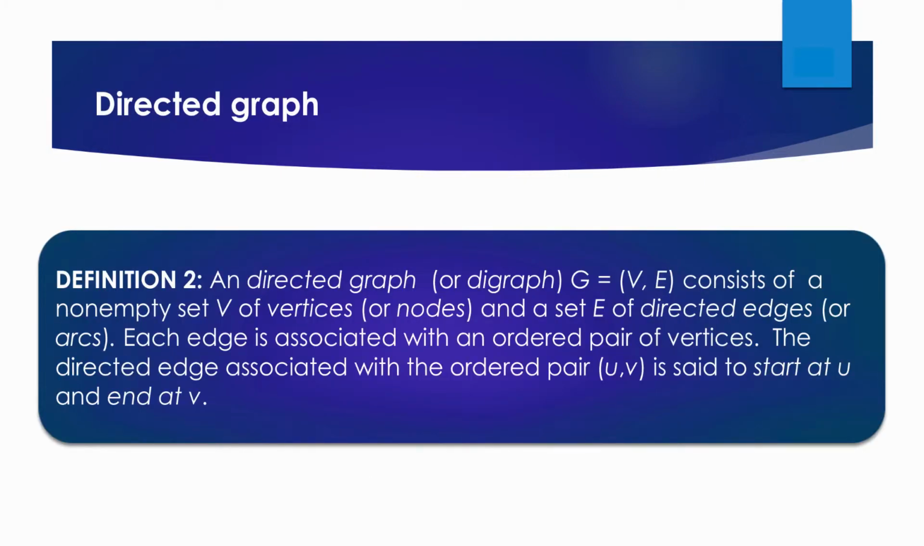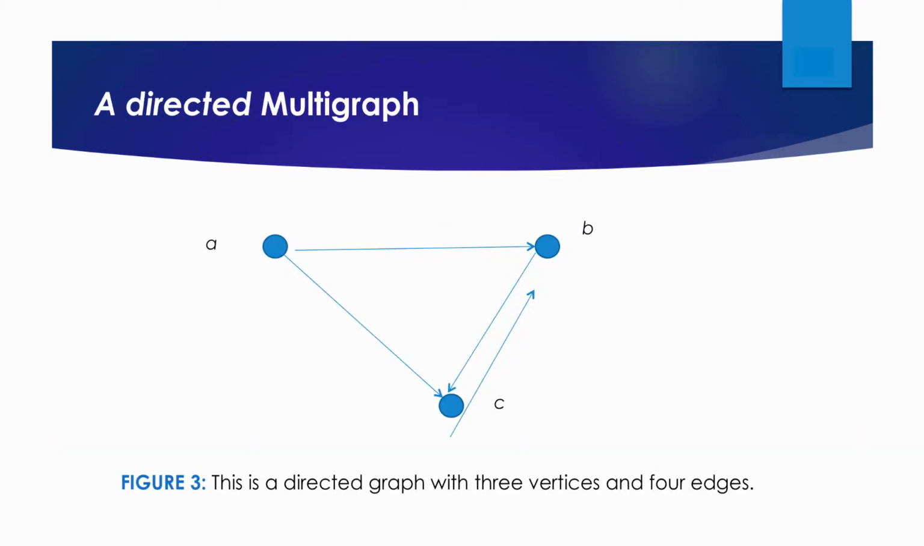Now, what is the formal definition of directed graphs? A directed graph, or a digraph, G consists of a nonempty set V of vertices or nodes and a set E of directed edges or arcs. Each edge is associated with an ordered pair of vertices. The directed edge associated with the ordered pair (u, v) is said to start at u and end at v. A simple directed graph has no loops and no multiple edges. This is a directed graph with 3 vertices and 4 edges.